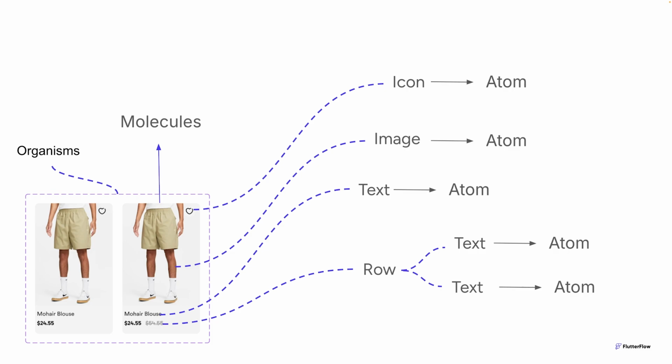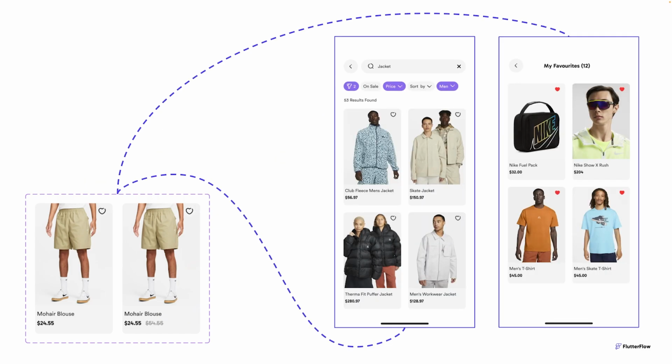Organisms are groups of molecules joined together to form a relatively complex, distinct section of an interface. For example, a product carousel, including the product card molecule and a refresh button atom or a scroll functionality. And finally, as I said earlier, pages are complete screens that represent the final visible output that users interact with. For example, a product list page.